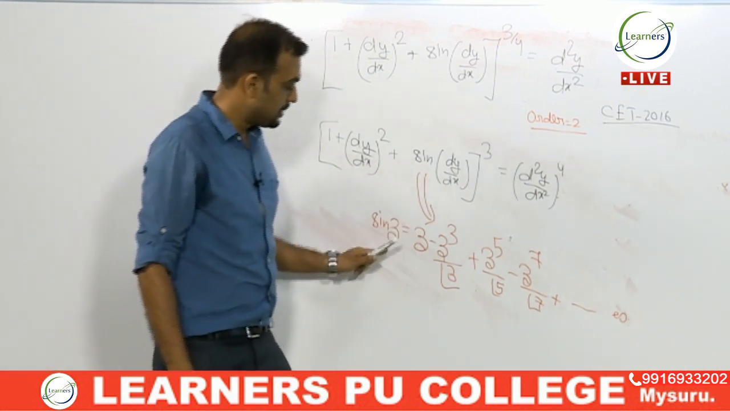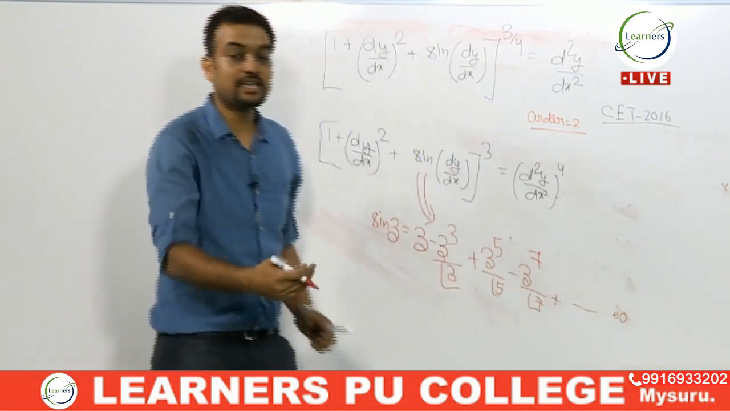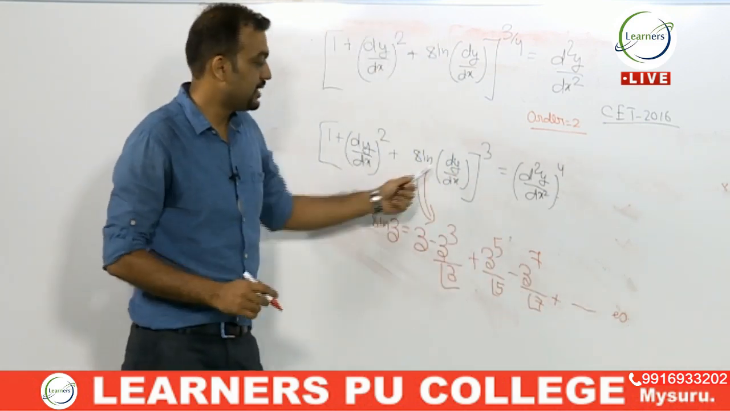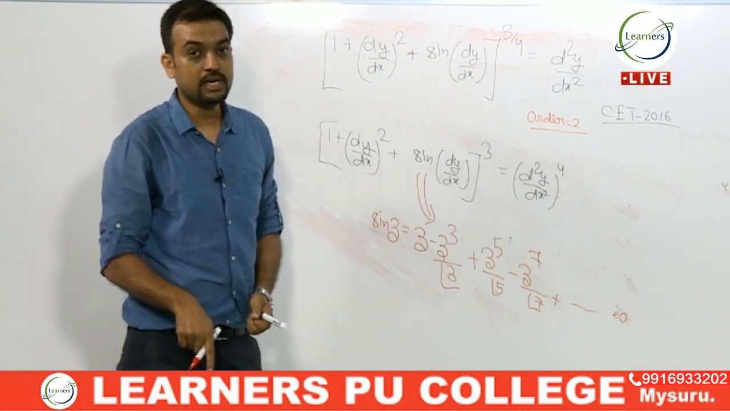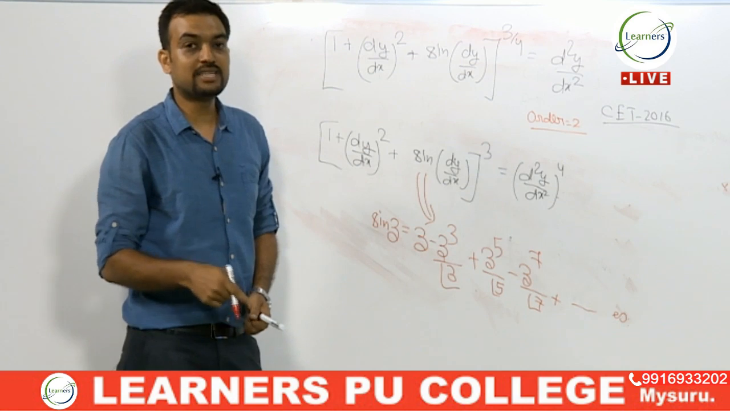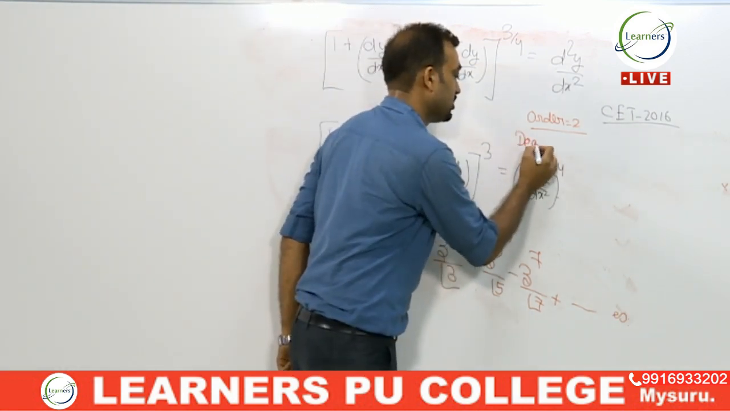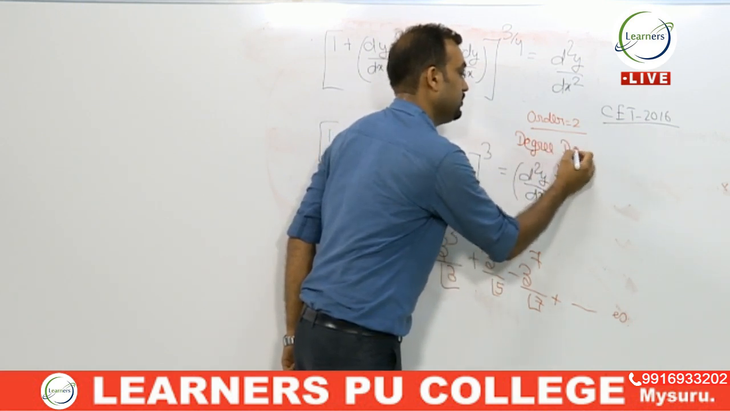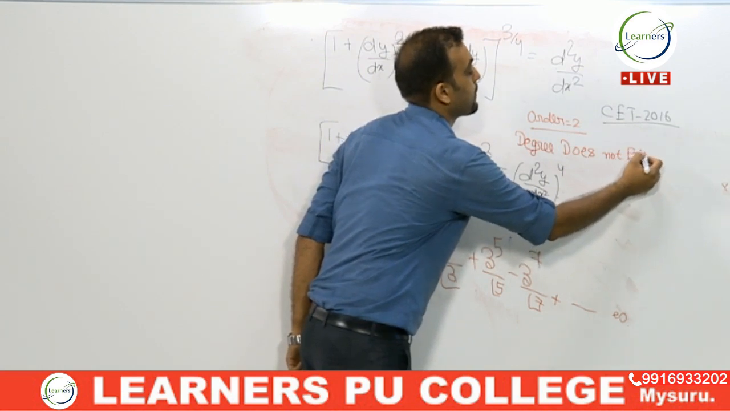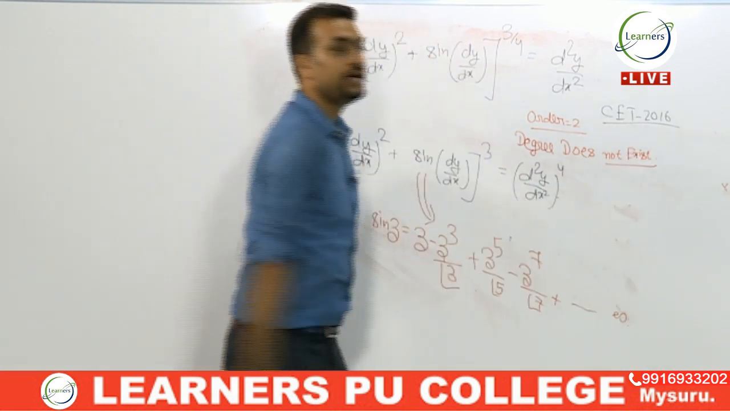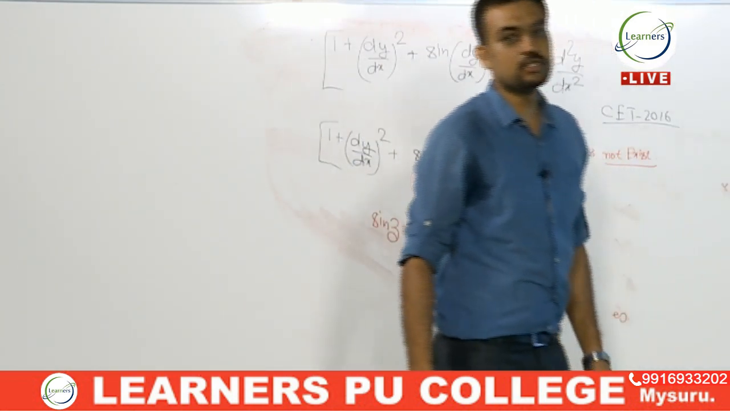If in place of z I put dy by dx, it has an infinite number of derivative terms, and the dy by dx power will be infinite. It means it is not a polynomial in its derivative term. Since it is not polynomial in its derivative term, degree does not exist. So option D is the correct option. Order will be 2, degree is not defined.